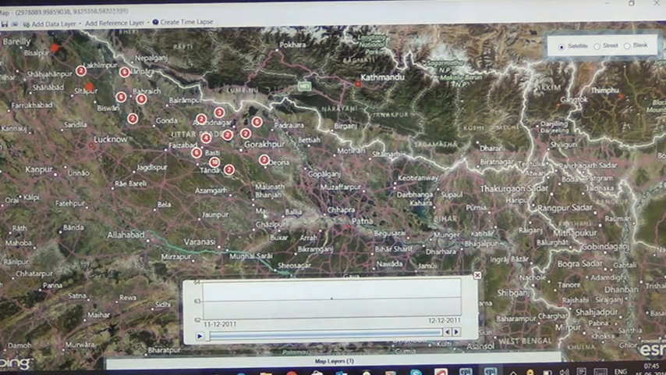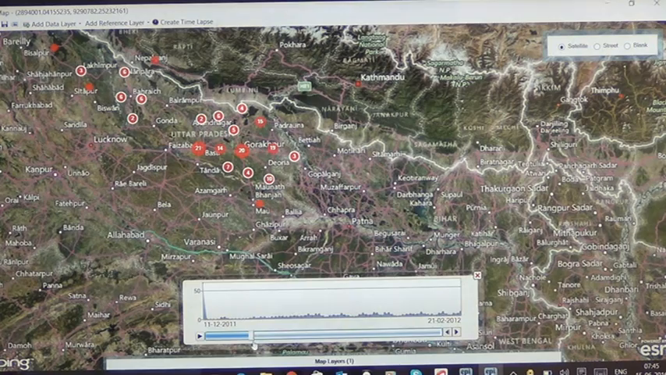Now, you can see the day-to-day video picture of this, and you see that the numbers are increasing where population is more, that means towards the Gorakhpur side. But it is still unable to cross the Gandak. So this is the Gandak river, this is the Saryu river.